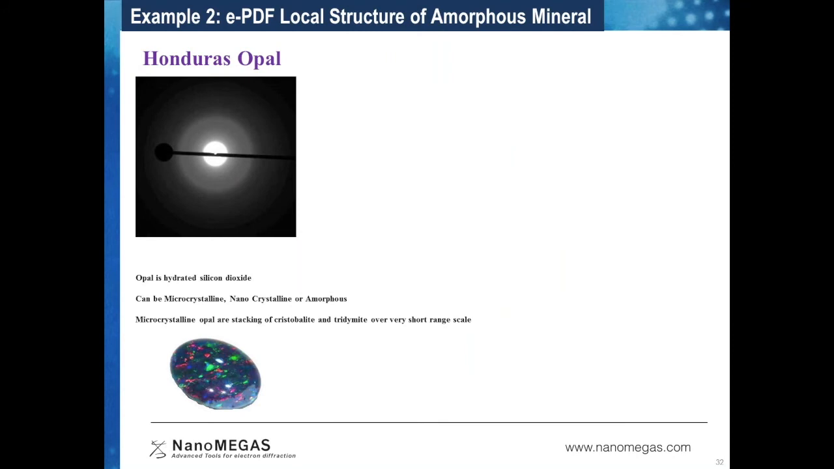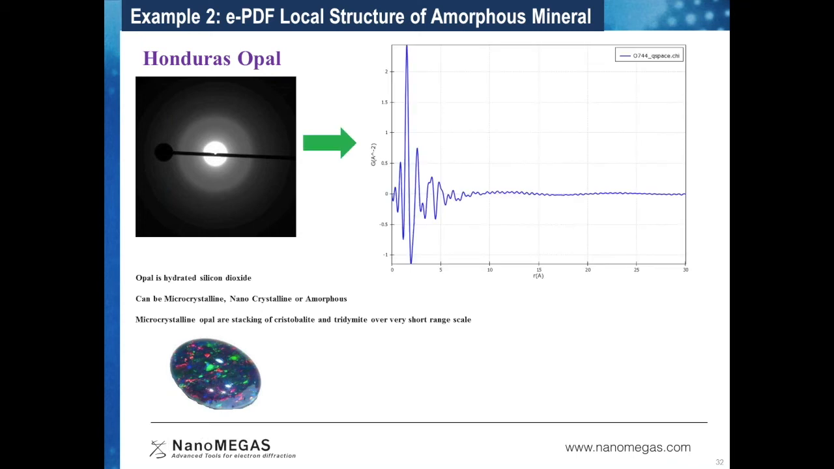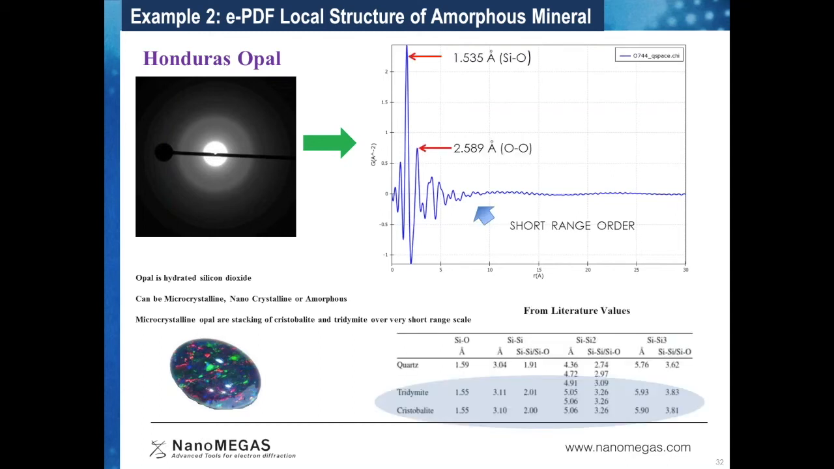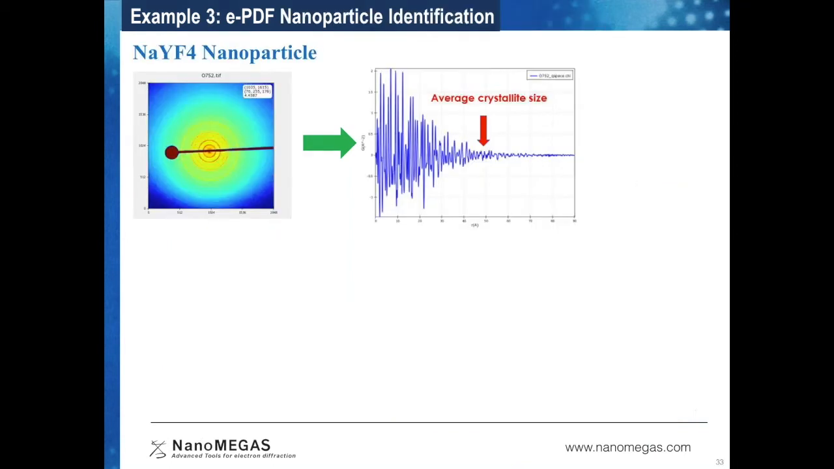Now the second example is studying local structure in an amorphous material using ePDF. First, 2D diffraction data was collected from an opal sample. Opal is a mixture of two forms of silicon oxide. The ePDF was calculated from the diffraction pattern using the ePDF suite software. And from the obtained PDF result, you can see two things. First, you can see a short range order, and then you can also see that the interatomic distances of silicon and oxygen match with the tridymite and cristobalite forms of silicon oxide.